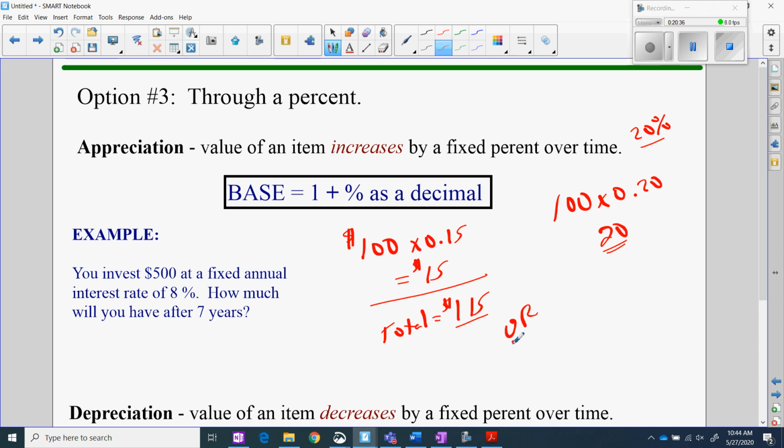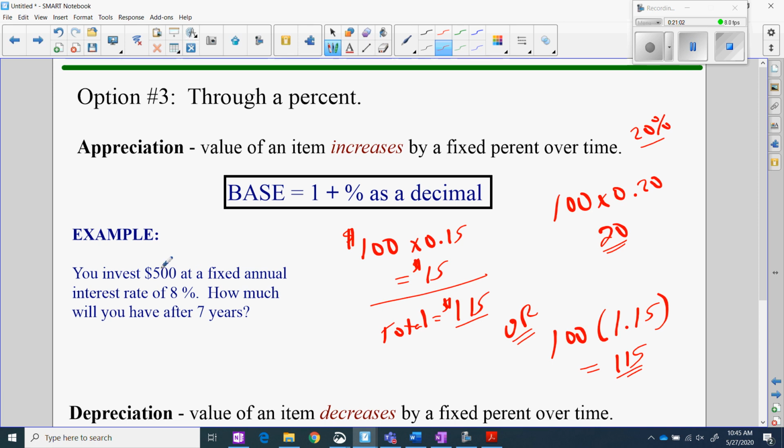Or a more efficient way to do it, all in one, is multiply by 115%. Because when you multiply by 100%, you get back what you started. And then if you wanted another 15% on that, you just take 100 and you multiply by 1.15 instead. That will add the 15% onto this, and you'll arrive at your $115.